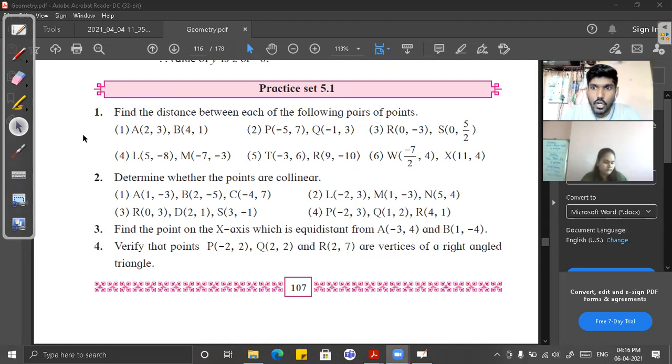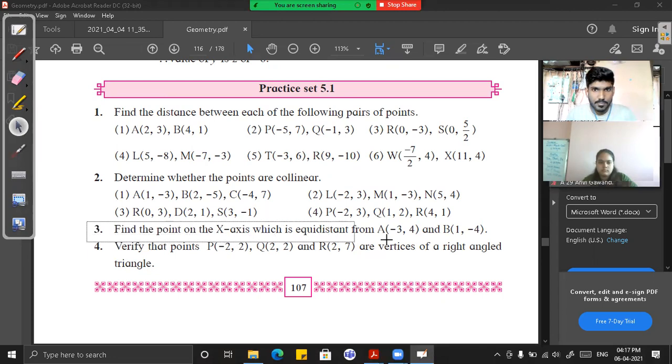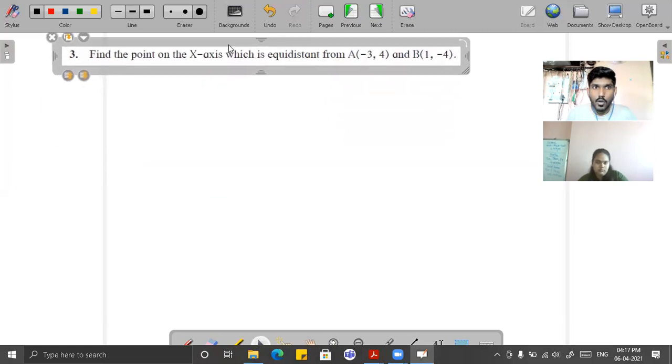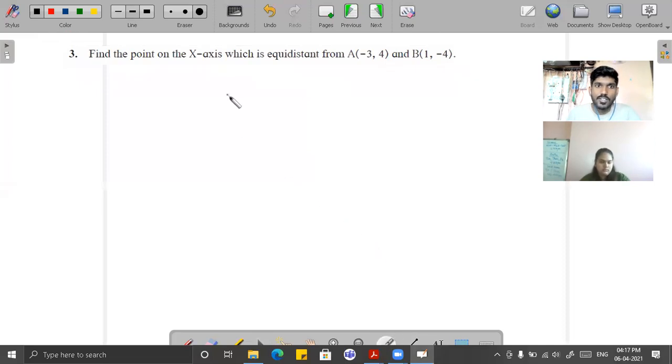Okay, so I think we have finished all 6 sums from the first part and all 4 sums from the second part. Correct? Yes. Okay, so now we'll move on to the third one. Third one says, find a point on the x-axis which is equidistant from point A having coordinates -3, 4 and point B having the coordinates 1, -4.